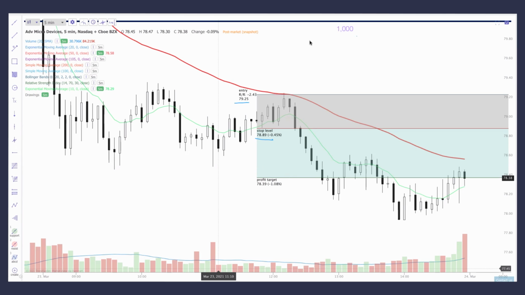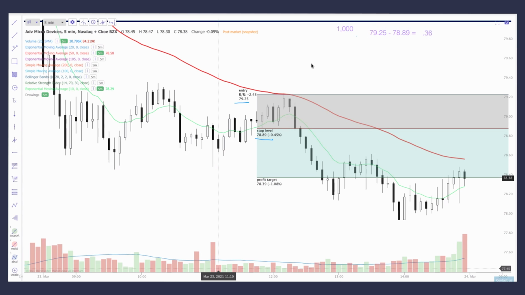It's $1,000. So the math involved is 79.25, which is the stop loss, minus 78.89, which is the actual entry. And that's going to give you a number. That number is called your stop value. Your stop value is what you're going to use to calculate how many shares you get in. So that's 36 cents.